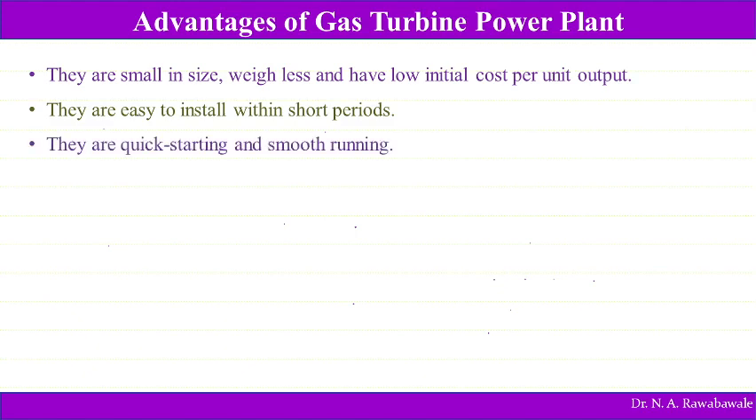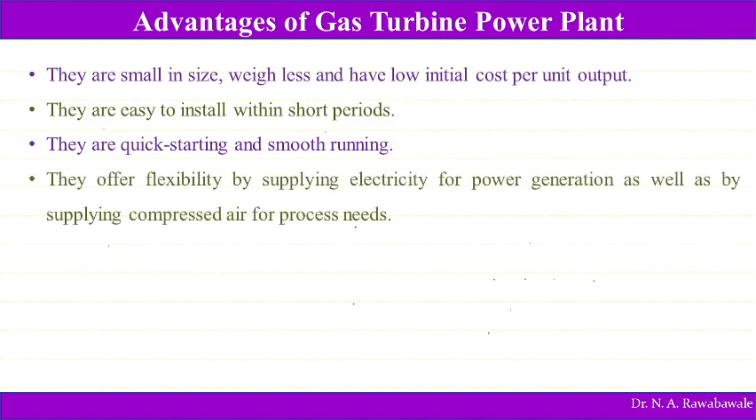Then they are quick starting and smooth running. As rotary parts are involved, vibration as well as noise is very less, and they can be started quickly. Then they offer flexibility by supplying electricity for power generation as well as by supplying compressed air for process needs. That is, such gas turbine power plants are helpful for producing electrical energy as well as for supplying compressed air to the various processes required in the industry. For various pneumatic operations, compressed air is also required.